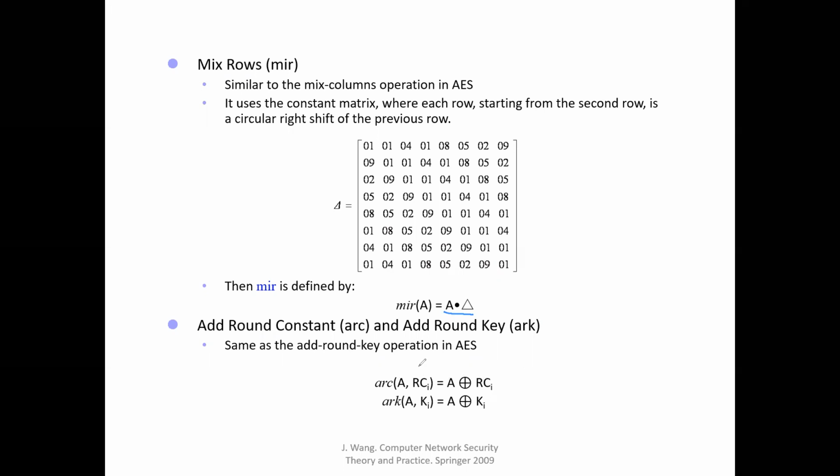And add round key is straightforward. You just exclusive or two state matrices. A is represented as a state matrix, and the round key is also represented by a state matrix, and you just do an element-wise exclusive OR.